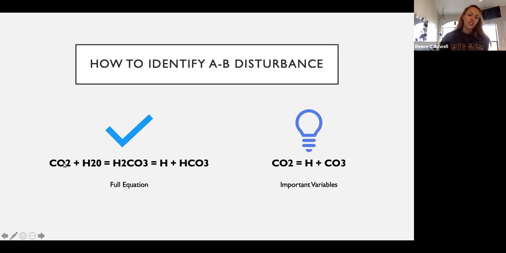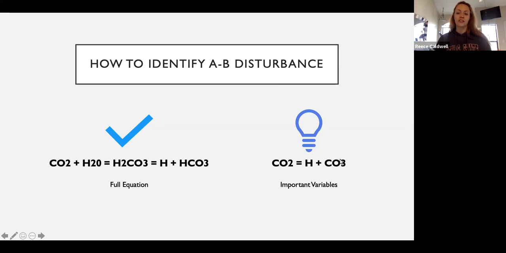So the overall equation is you have carbon dioxide, you add water, that'll convert into H2CO3, which will convert to hydrogen and bicarb. However, what's important for you to know is the carbon dioxide variable, the hydrogen variable, and the bicarbonate variable. That should have an H in front of it. HCO3 is bicarbonate. And these will tell us whether we are too acidic or too basic, and whether it is a respiratory or metabolic issue.